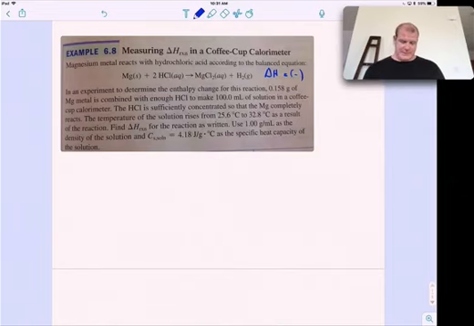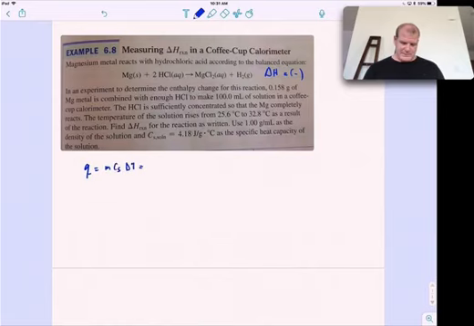And let's look at some things here. So the heat is equal to m C s delta T. And it's the solution of the water, so 100 grams of water times specific heat, 4.18 joules per gram degree Celsius, times delta T, 32.8 minus 25.6 degrees Celsius. Okay, so I can put that in my calculator.